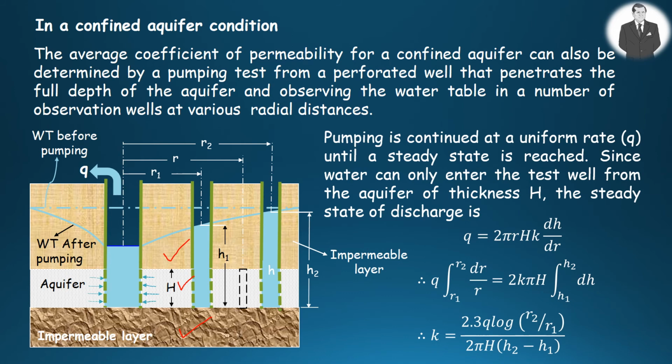In this case, the steady state discharge can be written as 2 times pi times r times capital H, which is the only difference between the confined and unconfined aquifer conditions, times k times dh over dr. Now, if we rearrange this equation and integrate between the limits, then we get this equation, which is needed to calculate the average coefficient of permeability for a confined aquifer condition.